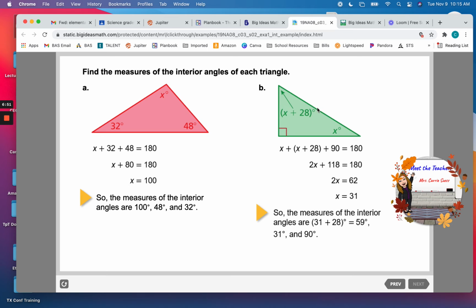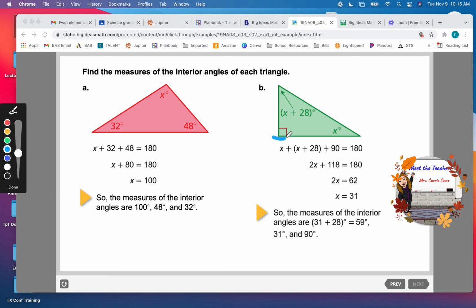59. Right here. Okay, so in the second triangle, you can't just automatically write x equals 31. You have to tell me all three measures of the angles. So 90, 31, and then up this, we had to calculate this one. So you got 59 for that one. Does everybody understand that? Yes. Questions?